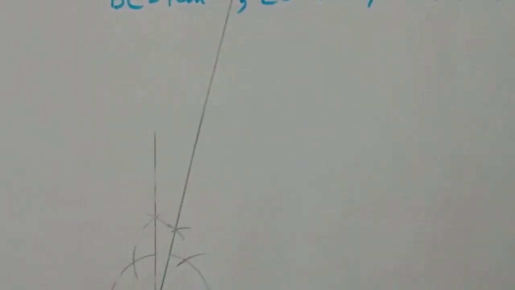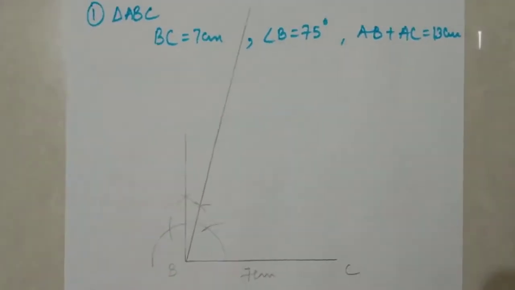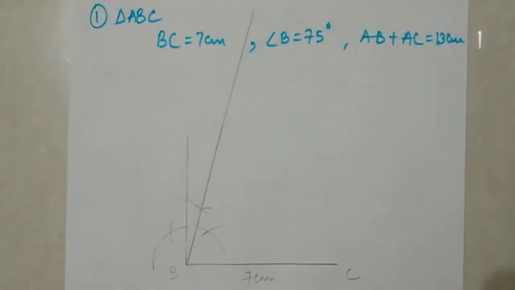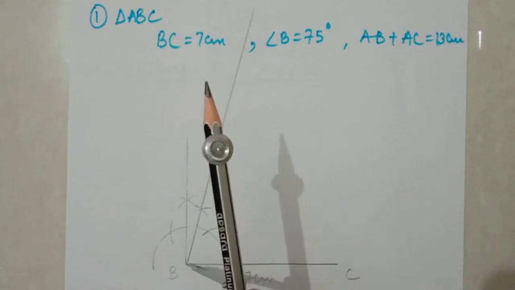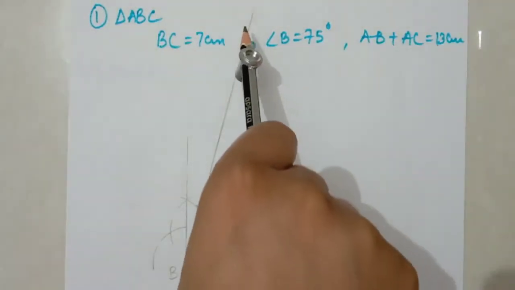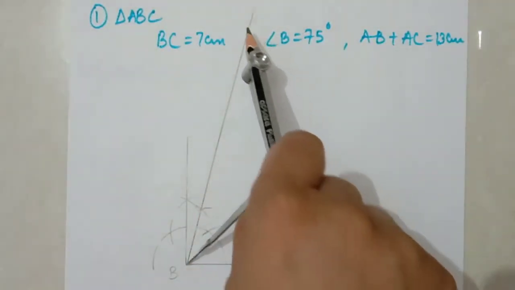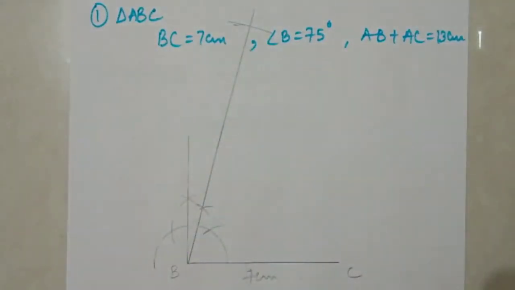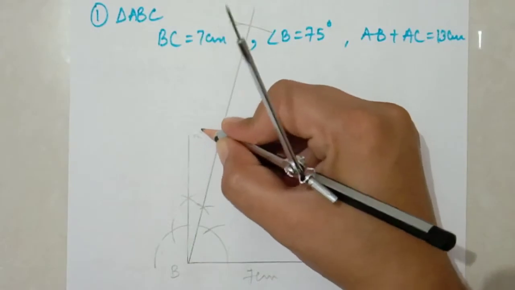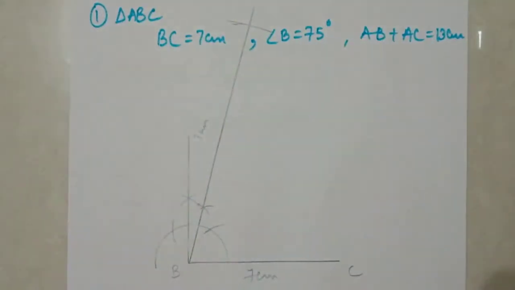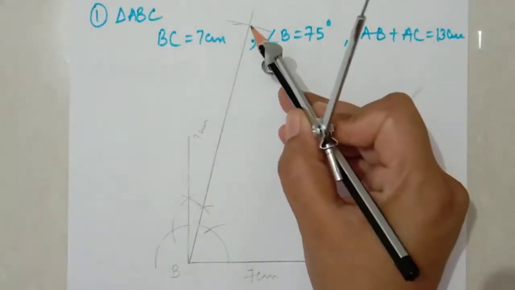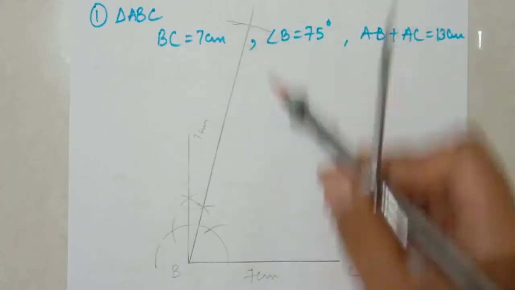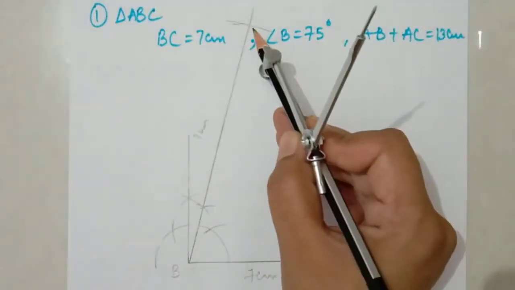It is not visible, that's why I have to minimize my screen. So we put our compass here, which I already opened as 13 centimeter, and then mark an arc on the given angle line. This is 13 centimeter. Now students, please tell me one thing: what is the name of this point? If this is B, this is C, then is this A?